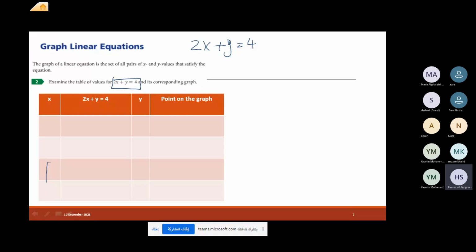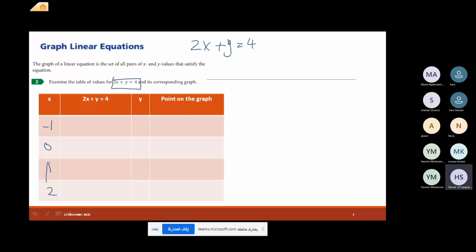Here I have the values of x. So the first step, I have to write all the numbers as I want. Some of you want them as -1, 0, 1, and 2. Any number I want. Some of you want 1, 2, 3, 4. Some of you want -2, -1, 0, and 1. So I put any points I want from my mind. This is the first step. The second step now, what do I have to do next? I have to substitute the value of x in my equation.